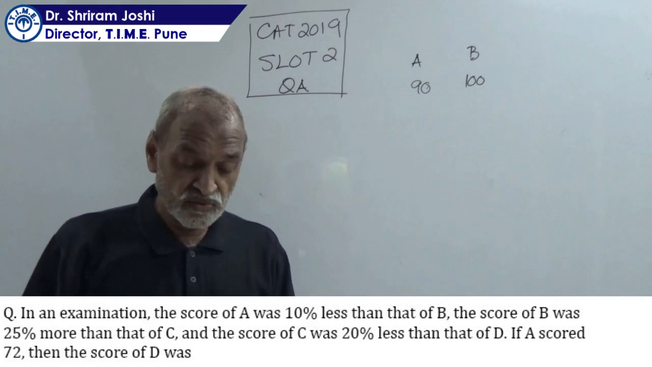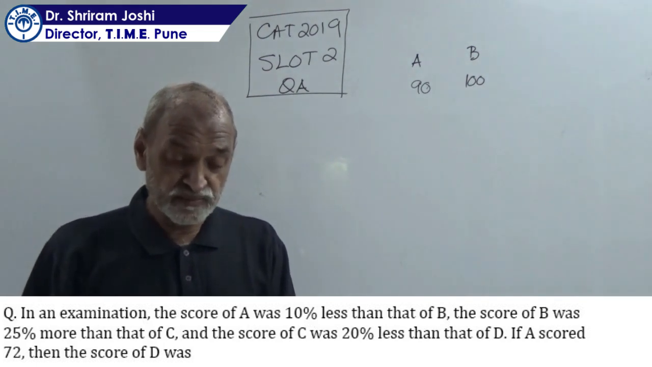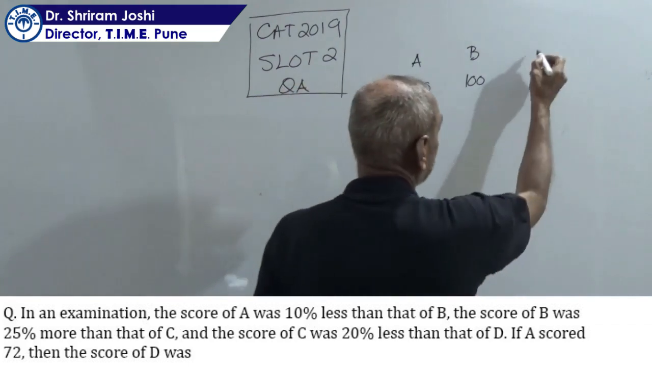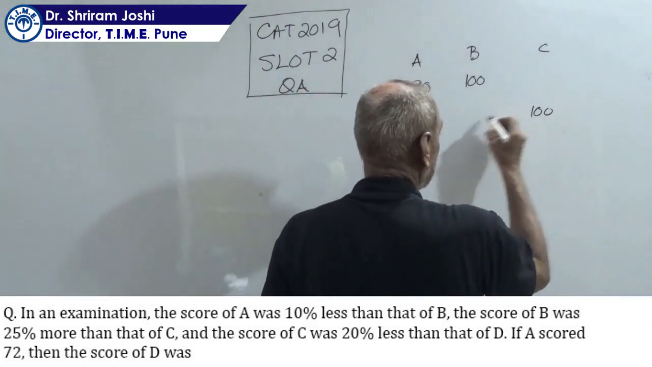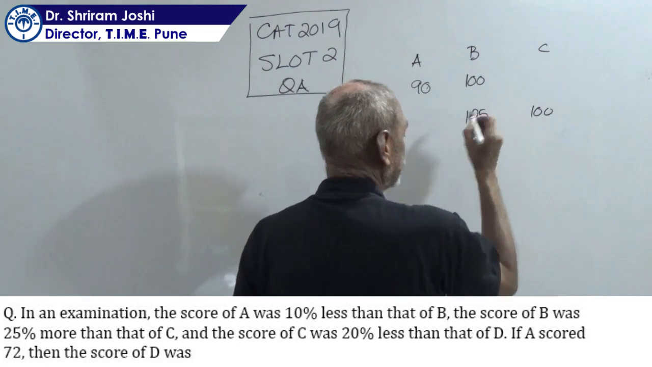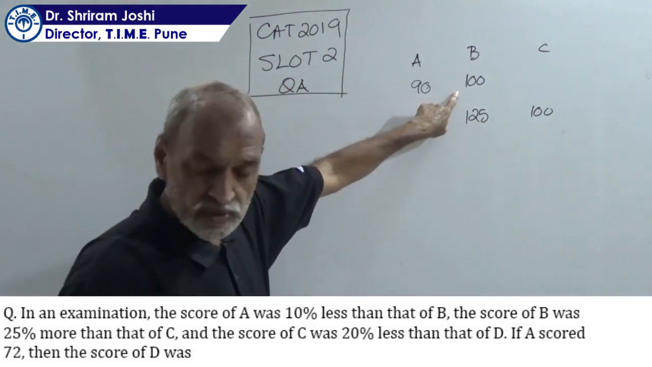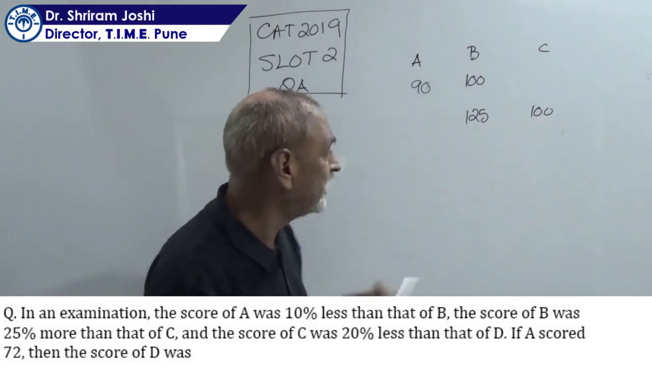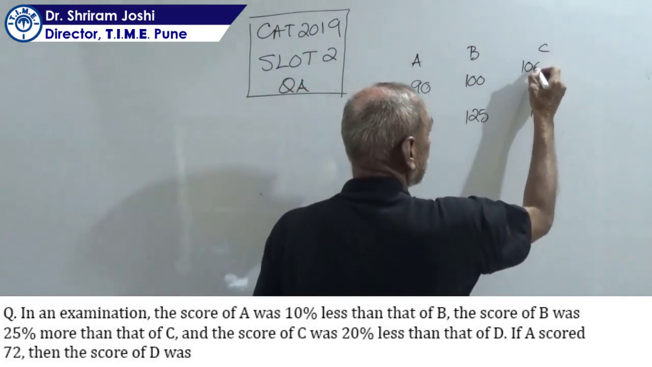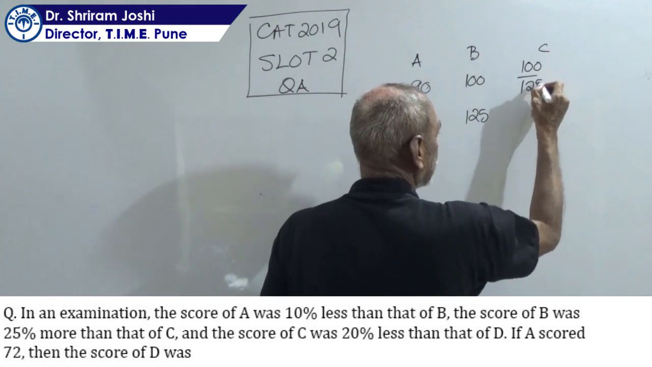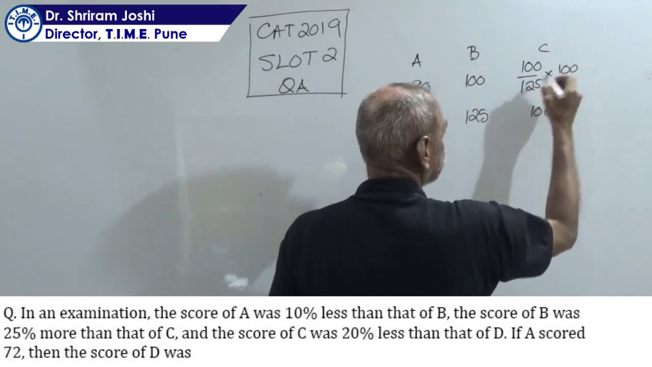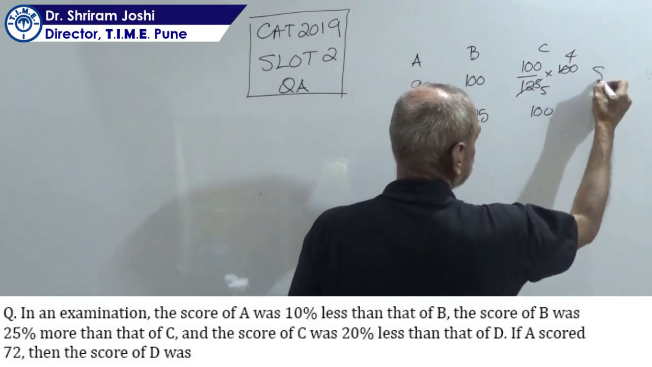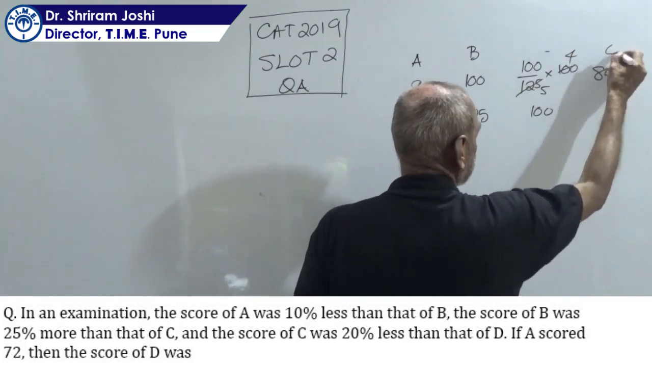Score of B was 25% more than that of C. It means if C was 100, B would have been 125. But B, we have taken it to be 100. So C's score would be 100 over 125 times 100, which means 80. So C is 80.